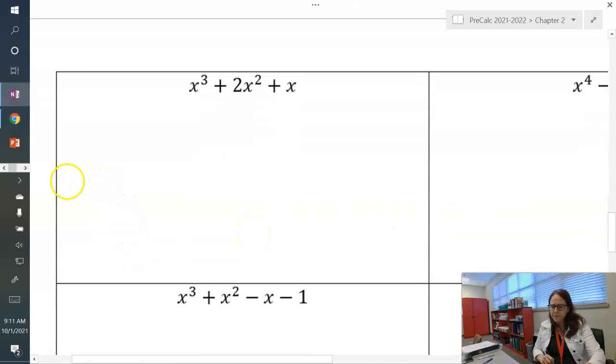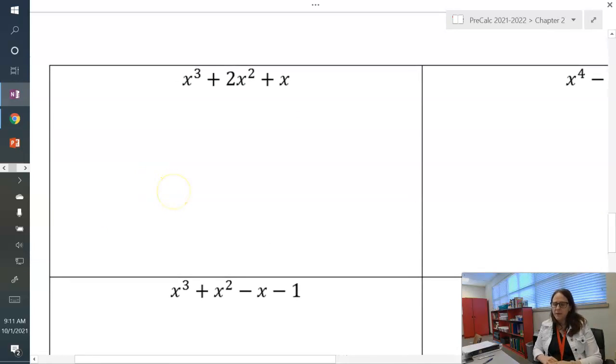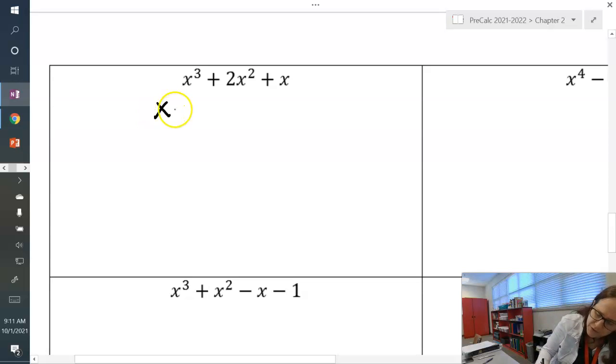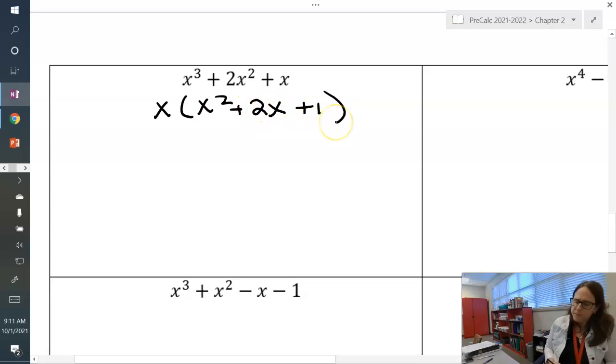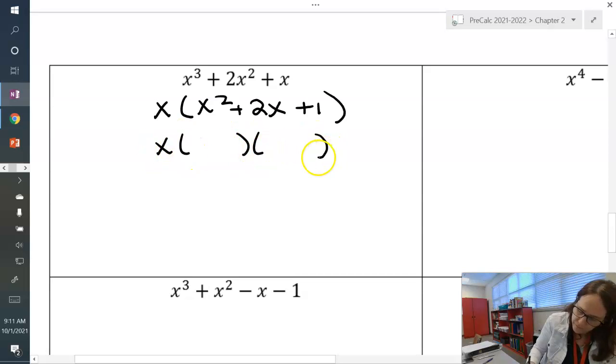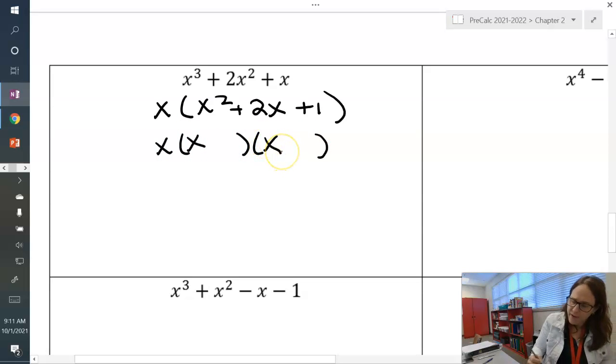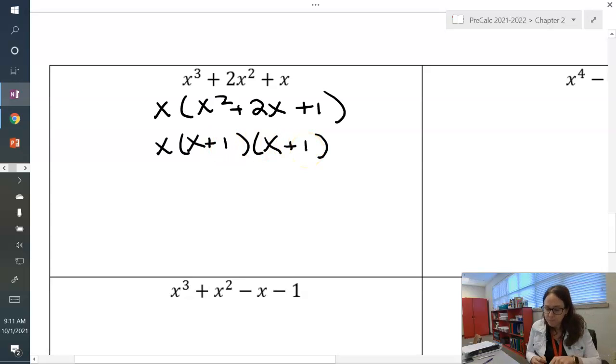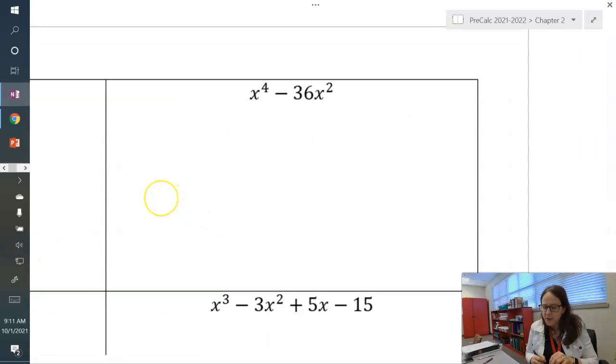All right. Got some more. So now check this one out. I've got an x cubed plus 2x squared plus x. First thing you should look for is a GCF. I see an x as a GCF, so pull that out. X squared plus 2x plus 1. Factor what's inside the parentheses like normal. X, x. Factors of 1 that add to 2. Notice that's a perfect square. That one's done.